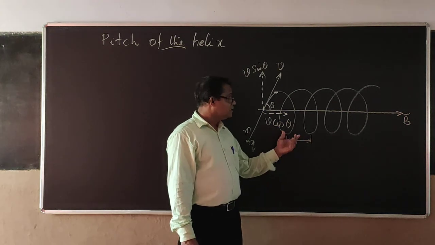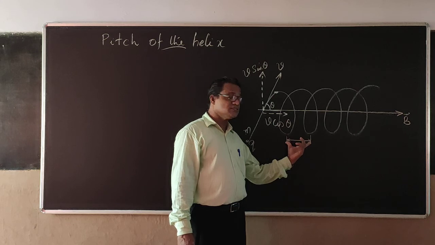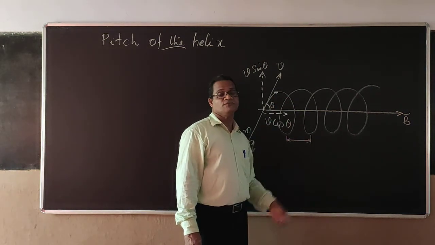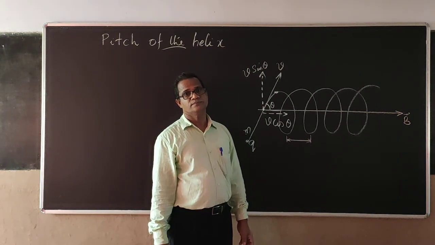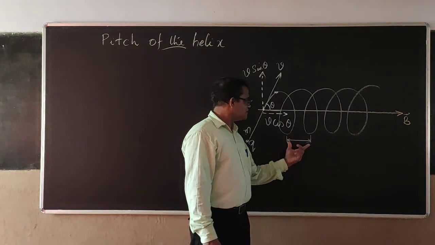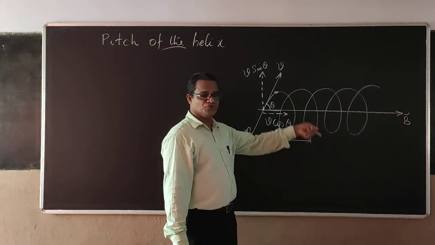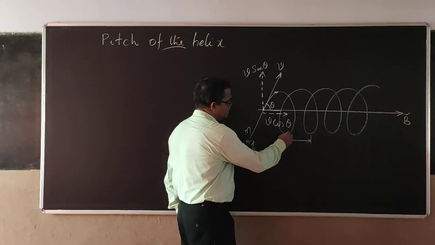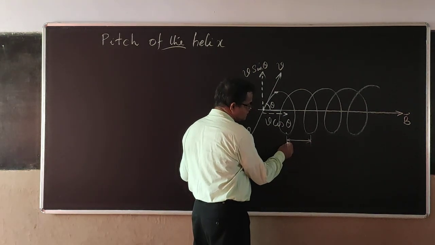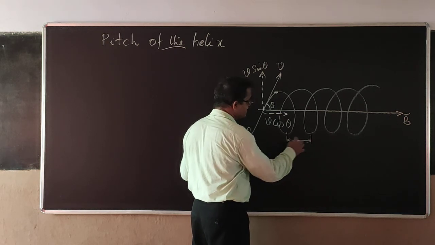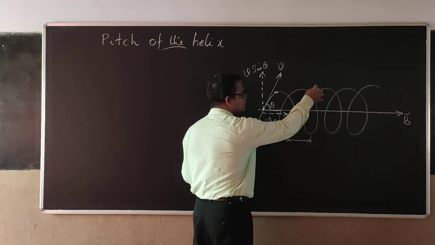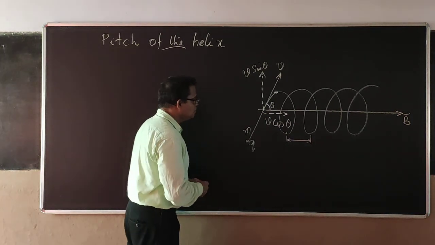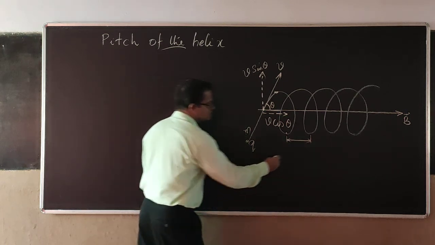What's that? Horizontal distance between two consecutive circular turns of a helix. So, as the particle moves in this fashion, that particle is experiencing a pitch. That means it is the distance travelled by the particle along the horizontal as it is moving in this helical path. Being that horizontal distance, this is called pitch.